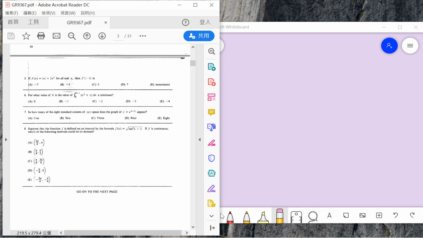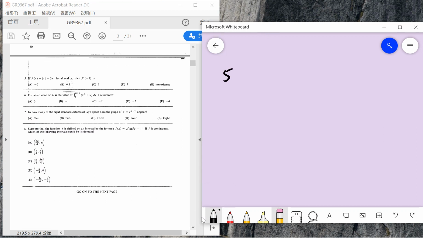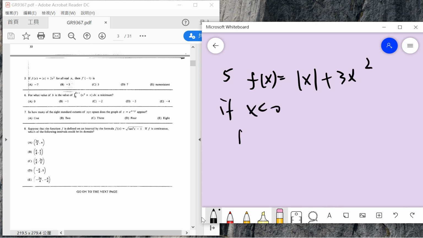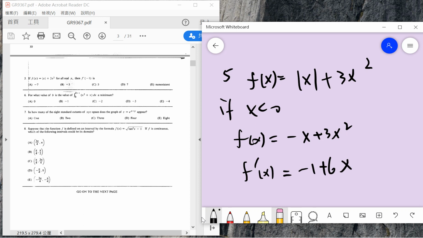Okay, number 5. When x is negative, f(x) is absolute value plus 3x squared. So if x is more than 0, then f(x) is minus x plus 3x squared. So f prime of x is minus 1 plus 6x. So f prime of minus 1 is minus 7. So the answer is A.